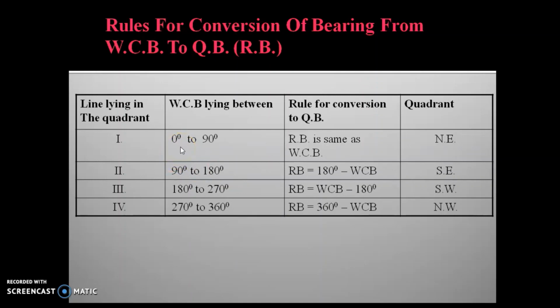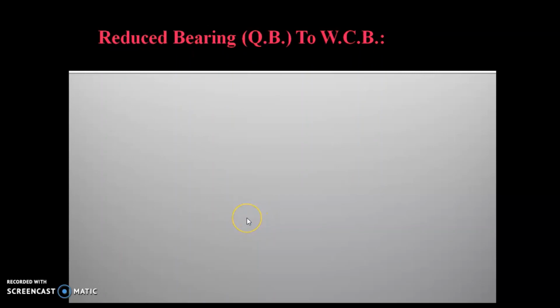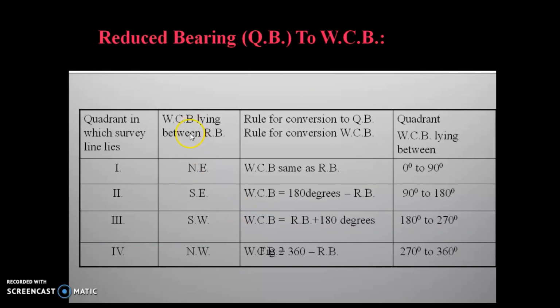See, whole circle bearing system 0 to 90 degrees, RB is same as whole circle bearing, northeast. 90 to 180, so 180 minus WCB, this one we have faced today. Next 180 to 270, WCB minus 180, southwest, and 270 to 360, 360 minus WCB. Similarly, from reduced bearing to whole circle. WCB will be same as RB if it is in the first quadrant, and WCB equals 180 minus RB if it is in the second, RB plus 180 for the third, and 360 minus the RB for the fourth.